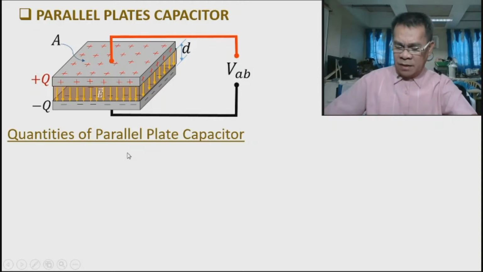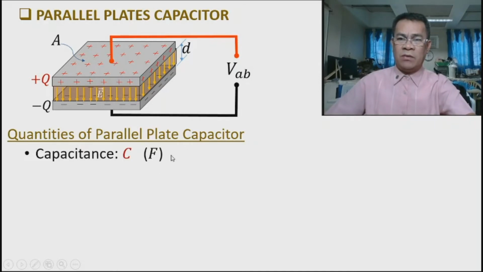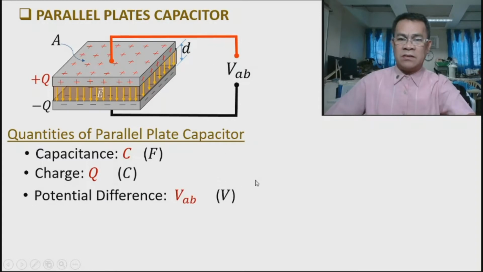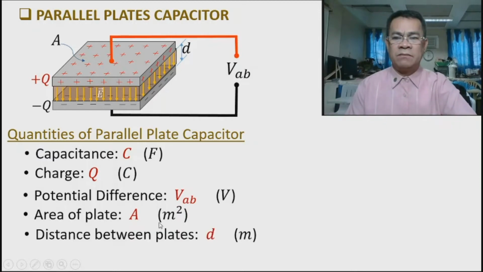Now, as we move on to solving problems on the parallel plate capacitor, take note that we have the area, we have D, we have the charge, the potential difference, and the electric field. These are the parameters required. So what are the quantities again? For parallel plates, we have the capacitance as the ratio of the charge and potential difference. The unit is farad. We also have the charge, the unit is coulomb. Potential difference V, in volts. Then the area of the plates is A, the unit is square meters.